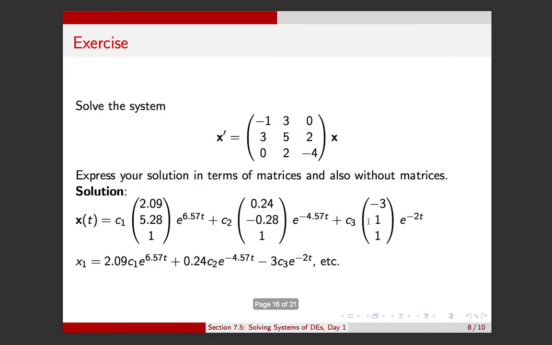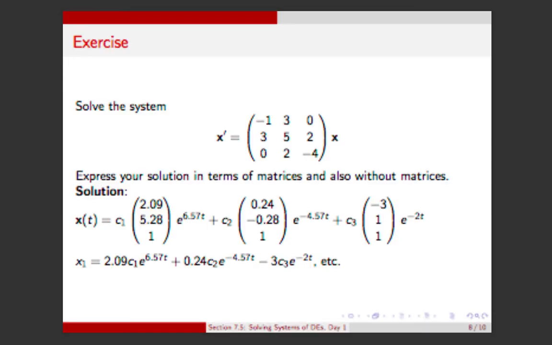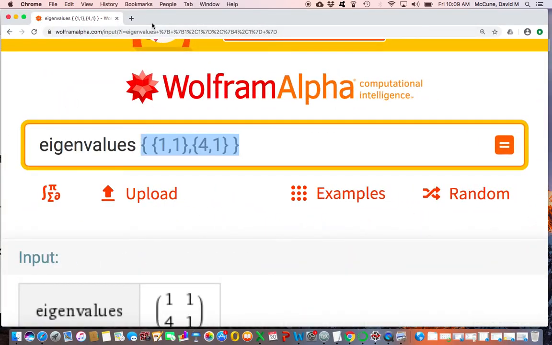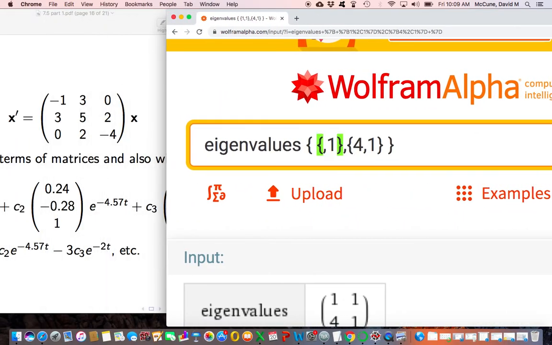Okay, assuming you're back, here's the solution. So I just went to Wolfram and I asked for the eigenvalues of this matrix. And the eigenvalues I got were 6.57, negative 4.57, and negative 2. And these were the corresponding vectors. So just to confirm that, let me scurry off to Wolfram now. Sorry, let me put that there. Okay, so now I've got to hand it negative 1, 3, 0. That's a row. 3, 5, 2. That's a row. 0, 2, negative 4. Another row. Boom.